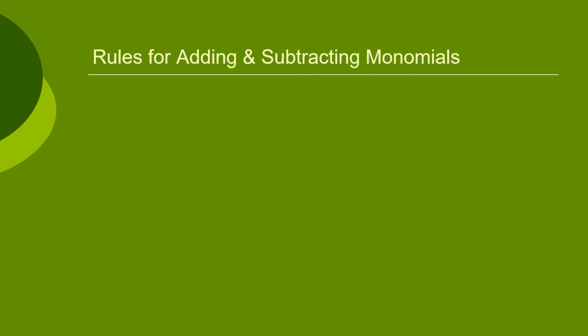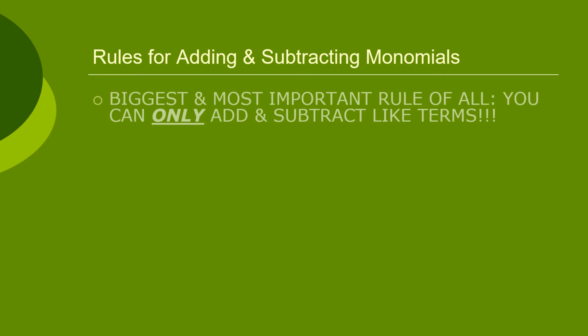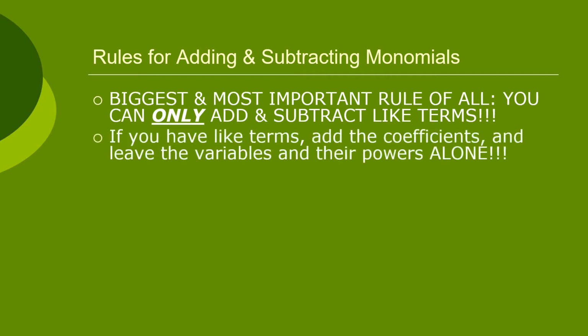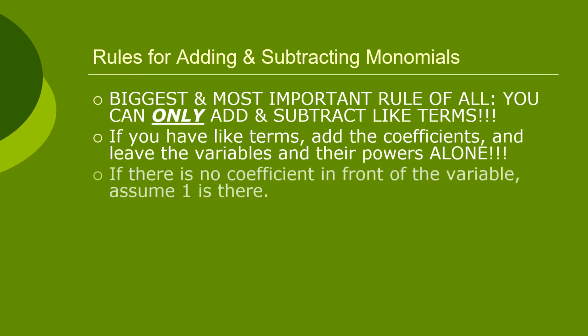Here are your rules for adding and subtracting monomials. Your biggest and most important rule is that you can only add and subtract like terms. If you're unfamiliar with like terms, you may want to visit previous lessons in regards to solving equations. If you have like terms, you add the coefficients and you leave all variables and their powers alone. For adding and subtracting, we do not touch the variables and we do not touch their powers. If there is no coefficient in front of any variable, you may assume that a 1 is there.